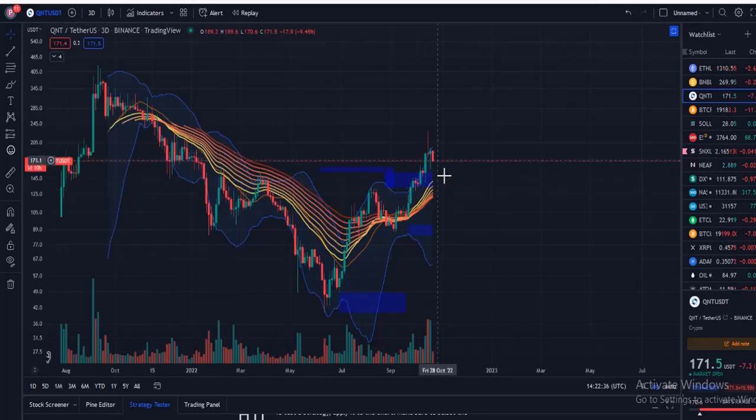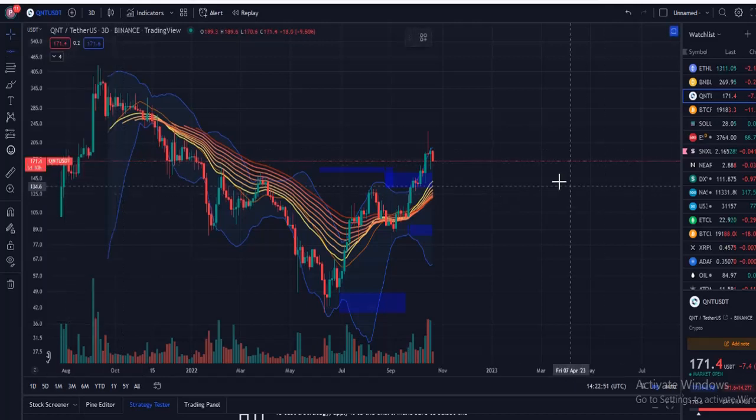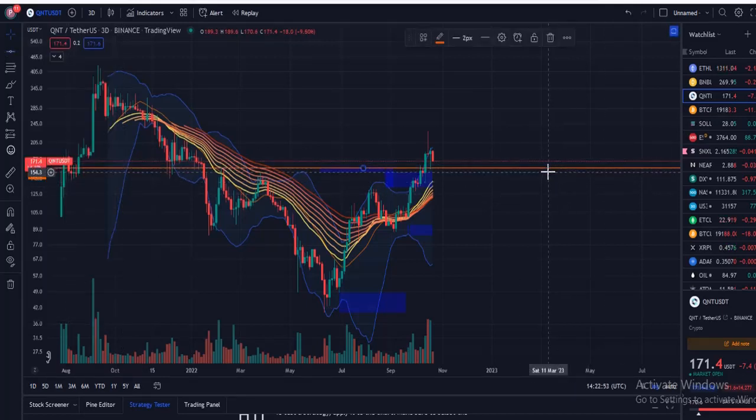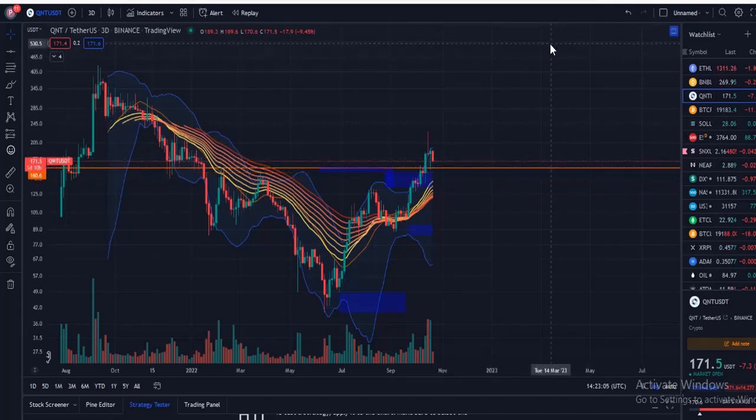Now we're currently seeing some little correction, and we believe that this correction should last probably to the 162 region. You should see Quant move over to around the 162 region, probably around this place down to this place. So we could see Quant have a little correction down to the 160 region, and then we have the next run for Quant.